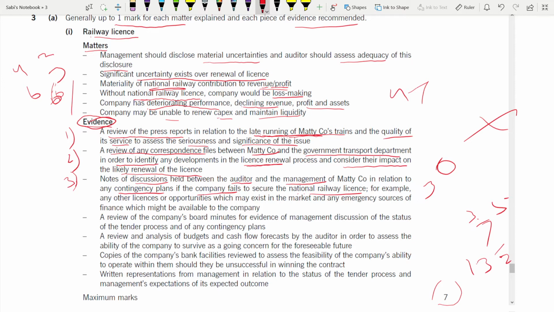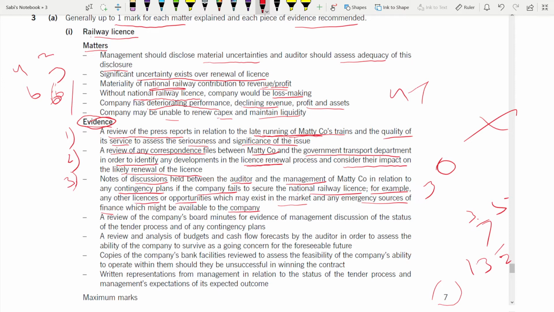Now they are explaining with example. For example, any other license opportunities which may exist in the market. It's like a backup plan. For example, do they have any other opportunities in the market that may give them a license, or any other license that they can take? And any emergency sources of finance, do they have it, which might be available to the company? So it should not be that they are relying solely on this contract, this license only. Okay, do they have any other sources of license or any other sources of emergency funds?